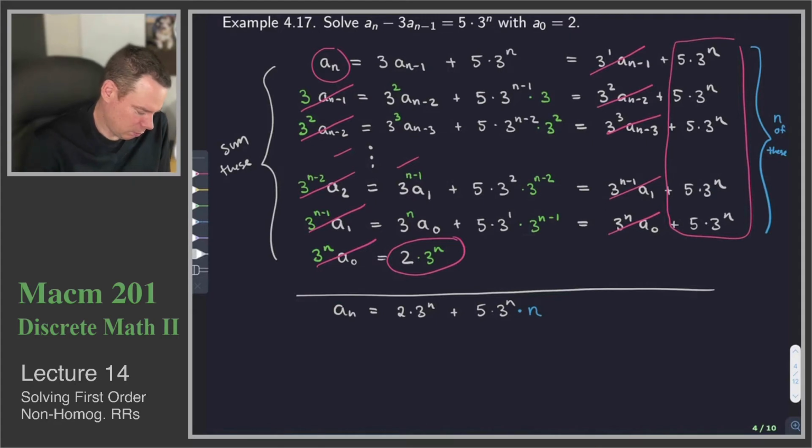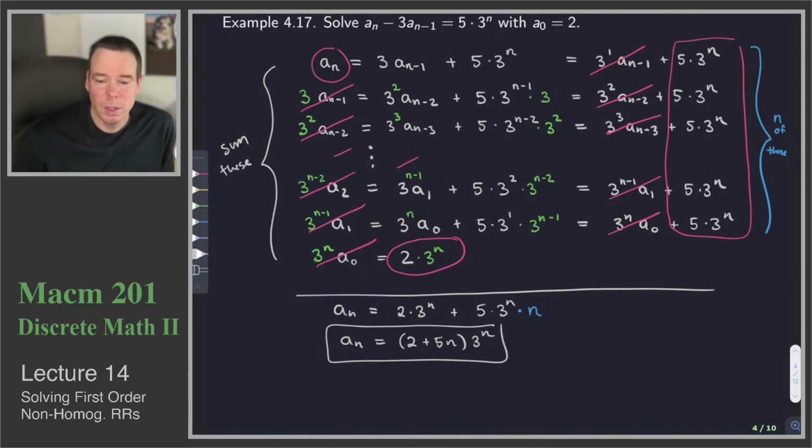And there we go. We've found our solution. It's a common factor of 3 to the n in each of those. So it's 2 plus 5 times n, 3 to the n. And that's a_n. And so there we go. We have solved that recurrence relation.